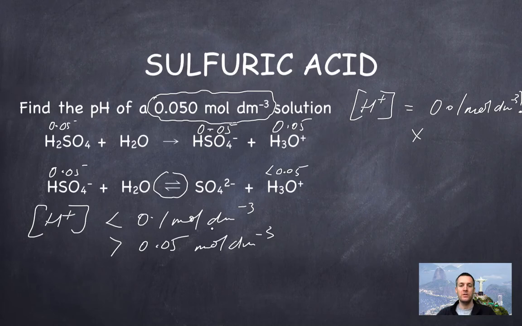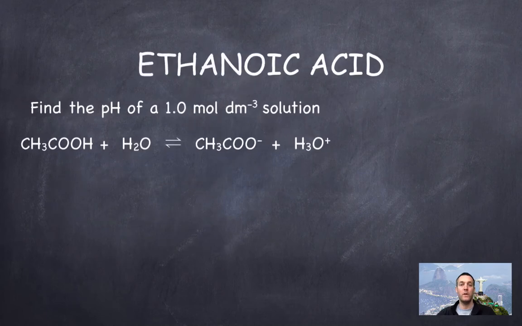So this solution would be more acidic than a solution of the same concentration of nitric acid, say, which is monoprotic, but it's not going to be as acidic as a solution of that nitric acid that we looked at in the previous slide. So again, what we're seeing here is that the acidity is to do with not just the concentration, but to do with strength. Now let's look at a weak acid.